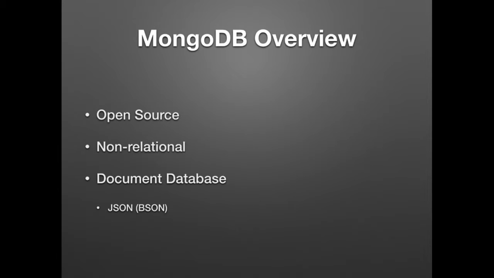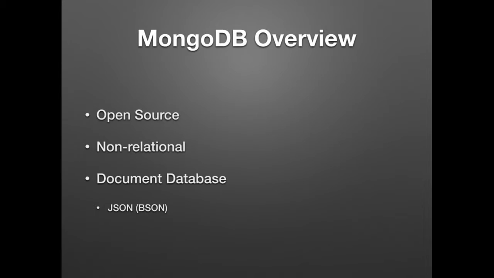So MongoDB is an open source, non-relational, so-called NoSQL database. It's a document-based database. When we talk about documents, we're talking about JSON documents. We're not talking about Word documents or PDF documents. All of your data in MongoDB is represented as JSON documents. JSON is JavaScript object notation.